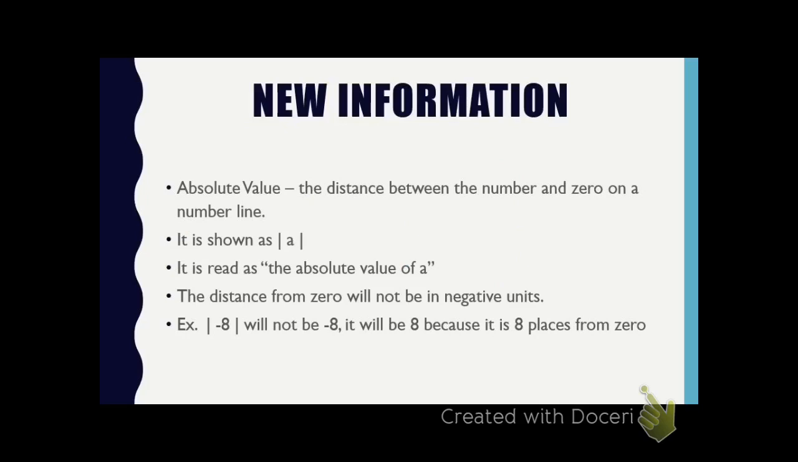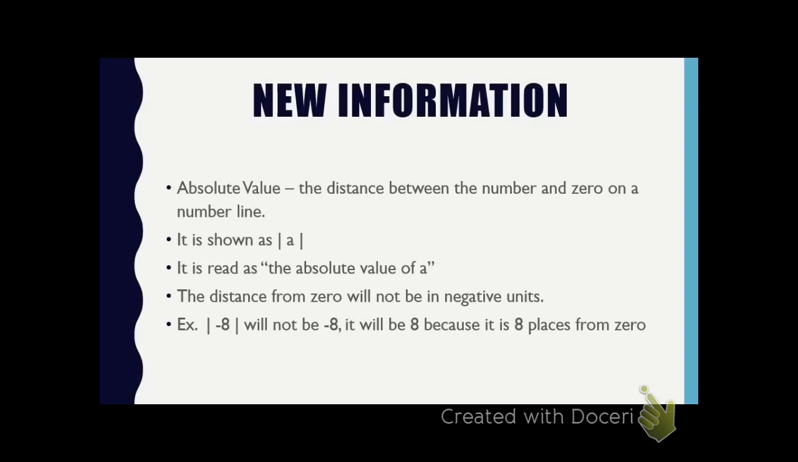All right, our new information today is absolute value. What is that? Well, absolute value is the distance of any number, positive or negative, between the number and zero on a number line. So when you look at a number line, you'll see how many places it is from zero, and that's its absolute value.